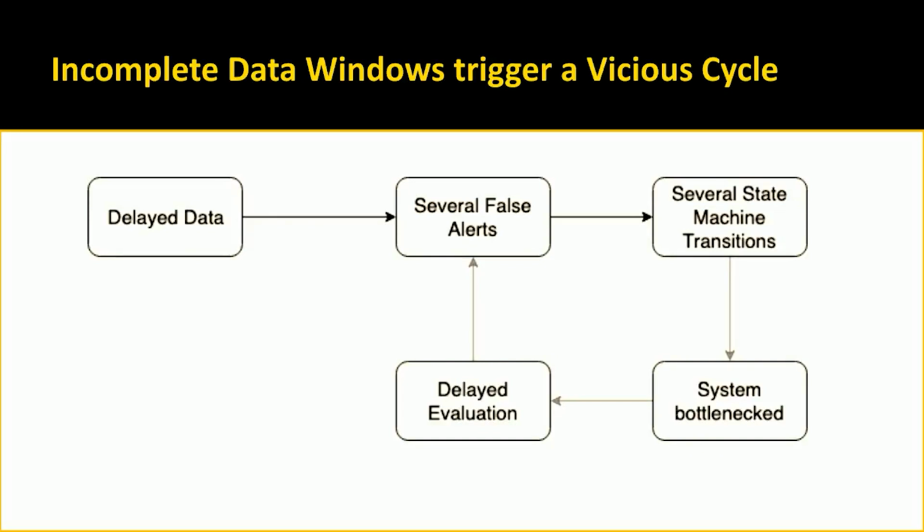So the false alerts are triggered not because the metric is actually past a critical threshold, but because the alerting system just does not have the data to make this judgment as to whether the metric is critical or not. So when we have delayed data, we experience several false alerts, several state machine transitions, and this actually bottlenecks the system itself because it interferes with our ability to evaluate new data and actually respond to these alerts in real time. So this is a vicious cycle because it iterates on itself in a negative fashion.